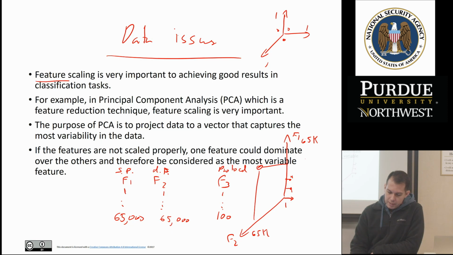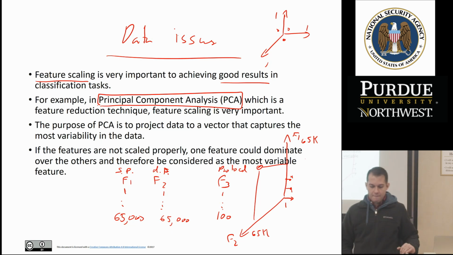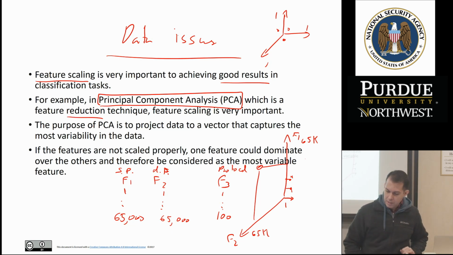So feature scaling is very important to achieving good results in classification tasks. For example, principal component analysis, which is one of the methods we should discuss, has to do with dimensionality reduction. It's a feature reduction technique. Feature scaling is important. That is to say, if you don't scale first, then principal component analysis will not do its job as well as it could.